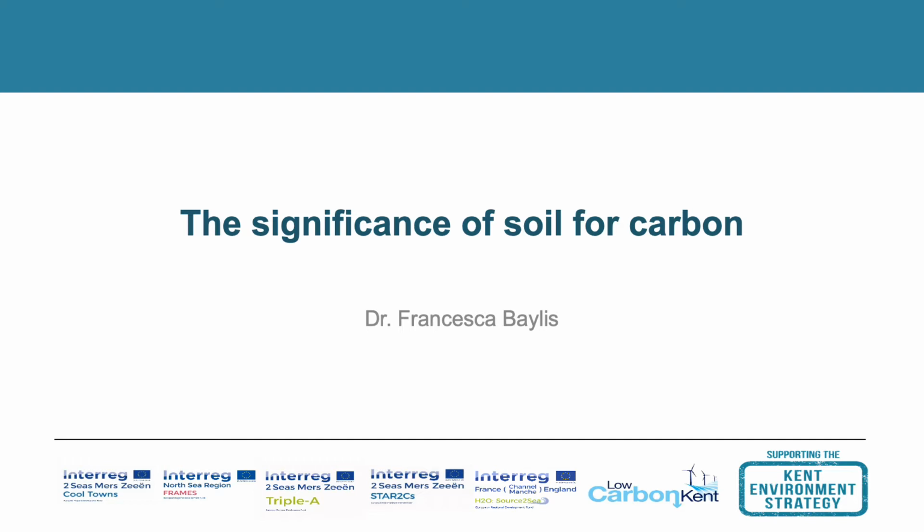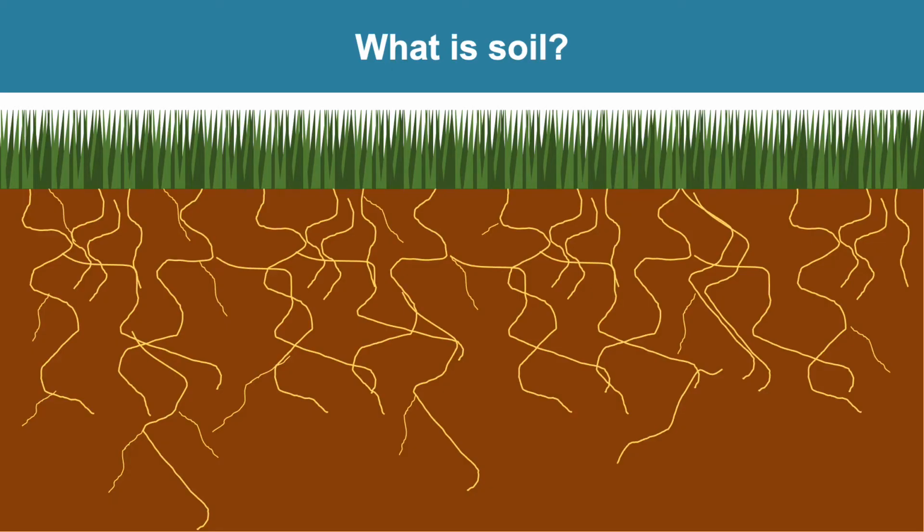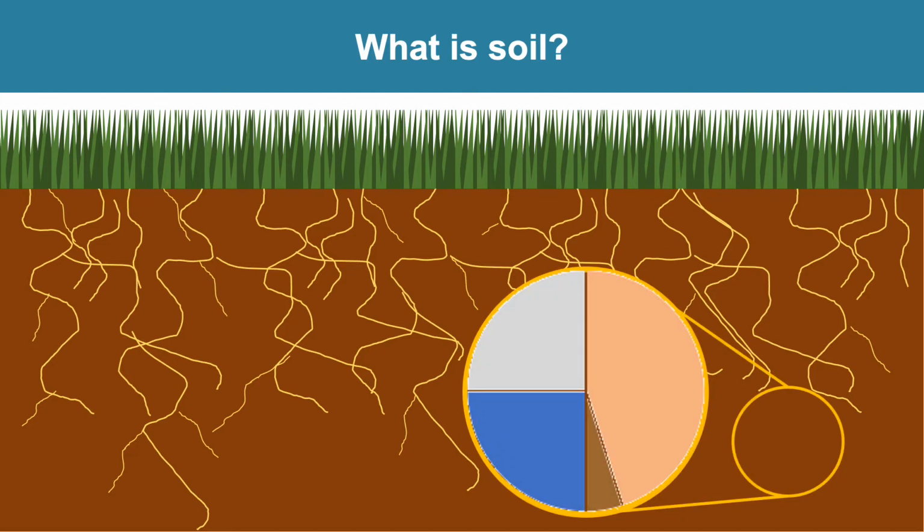So to start off with, I'm just going to give a little bit of background about the soil, what it is, and how it stores carbon. So first off, what is soil? You can see here this lovely diagram of some grass and some roots and some soil. And that pie chart there represents the different components that you will see within soil.